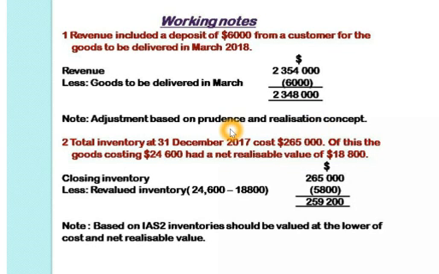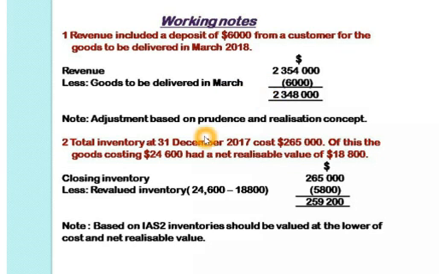The prudence concept states that the profit should not be recorded until it is earned, and the realization concept states that the goods should not be considered as realized until the title is transferred. Hence, the title is not transferred in 2017 and this revenue is not earned in 2017. So, we are not going to record this, so we are going to subtract this value to get the total revenue.